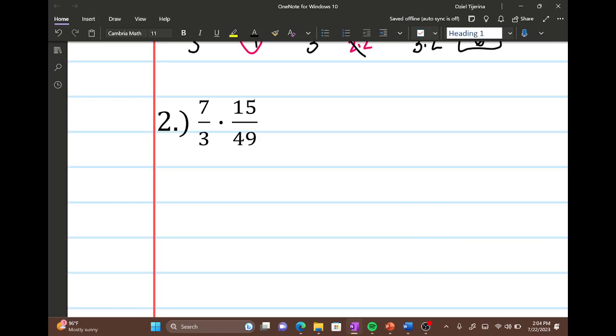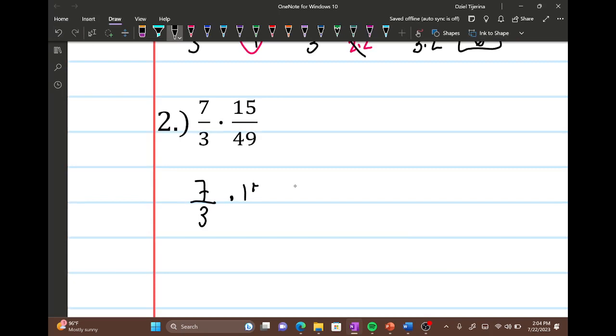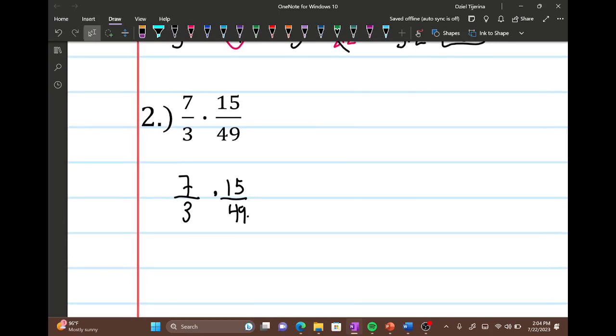So the second example that we're going to do, we have 7/3 times 15 over 49. We're going to write it down. For this one, like I said, we can multiply across. In this case, however, it wouldn't be convenient because these numbers, when multiplied together, give us a really big number. So my suggestion is to reduce it by factoring it out. So we can put 15 as 3 times 5, because those are the only two numbers that give us 15.